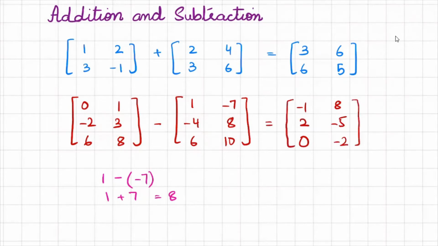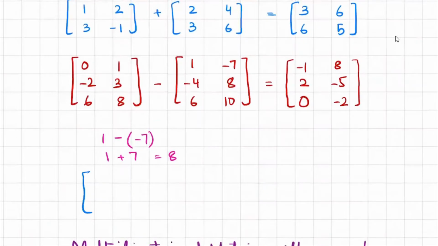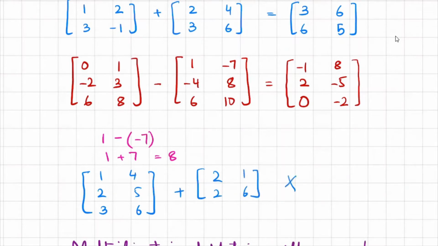Okay, what about this matrix? Tell me what would be the answer of this one. So we have this matrix here. Okay, let's write it down. 1, 2, 3, 4, 5, 6 added with this one 2, 2, 1, 6. Can you add them? No, we cannot, because the dimensions of the matrix are not same. This is 3 by 2 and this is 2 by 2, which means that they cannot be added together.